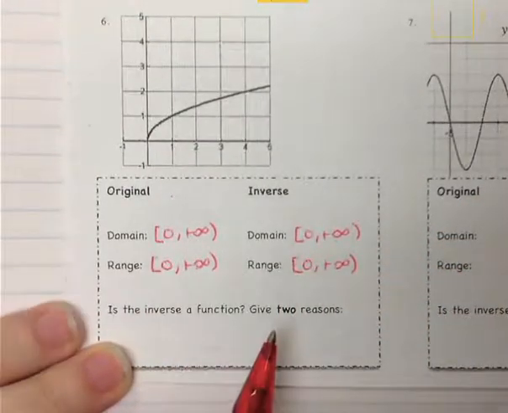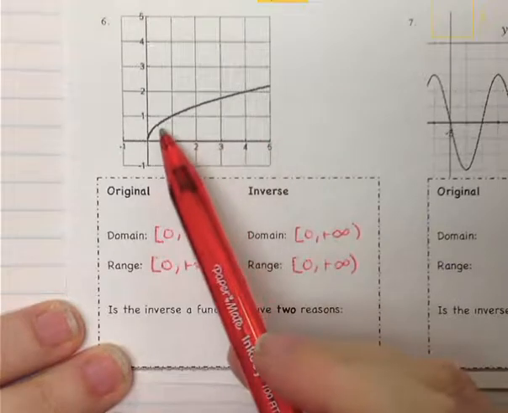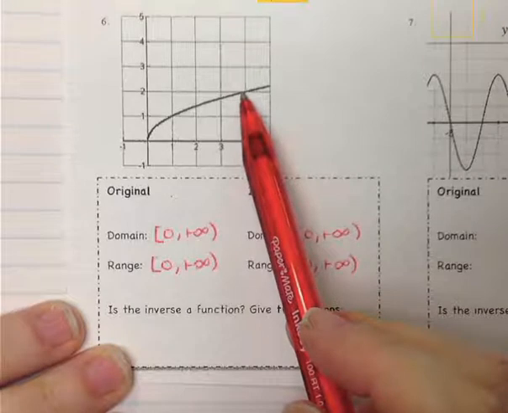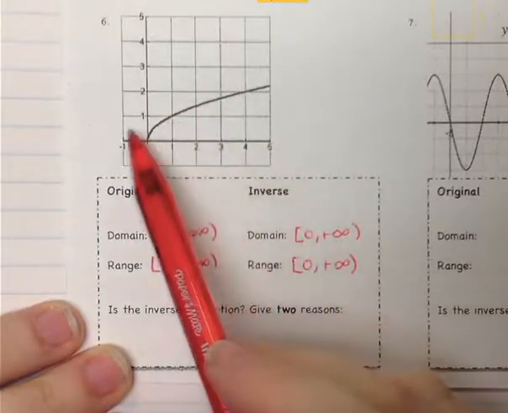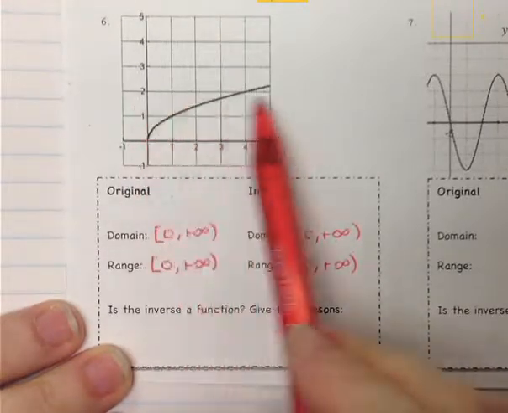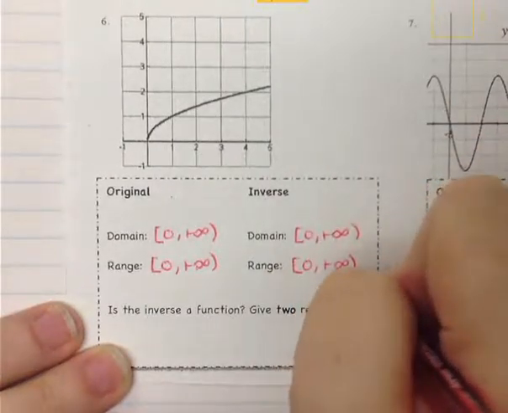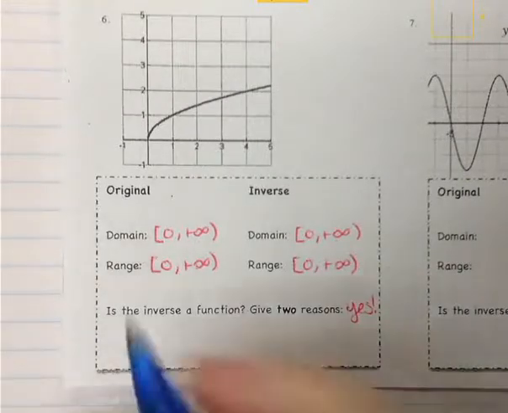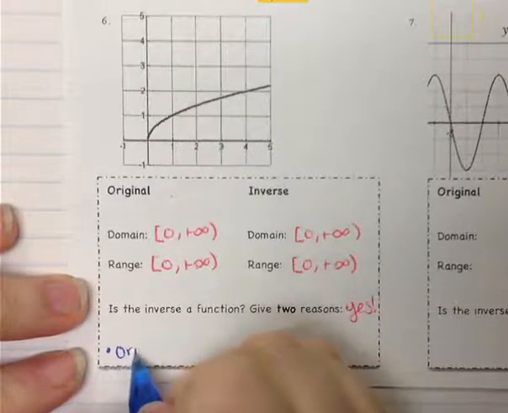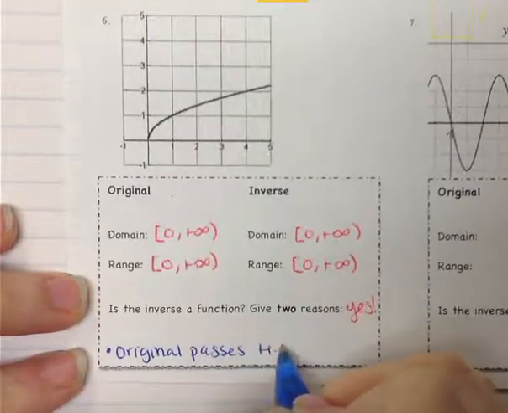Is the inverse a function? Give two reasons. We want to know if the inverse of this graph will be a function. I don't care about this graph now, I want to know about the inverse. So instead of doing the vertical line test, we do the horizontal line test on this graph here. This graph will pass the horizontal line test. That means that the inverse is a function. So one reason that the inverse is a function is the original graph passes the horizontal line test.